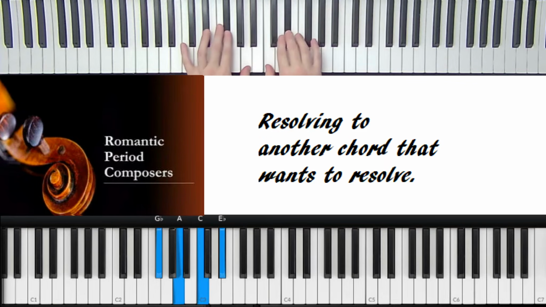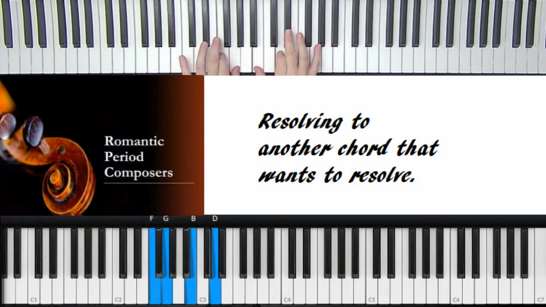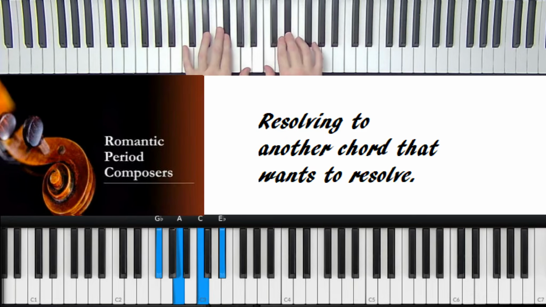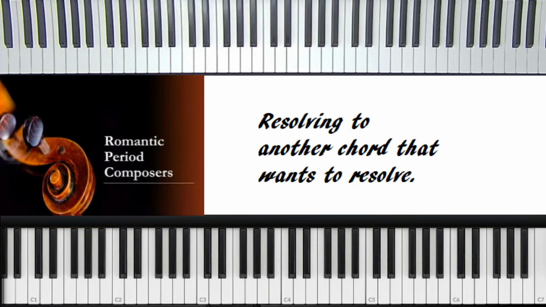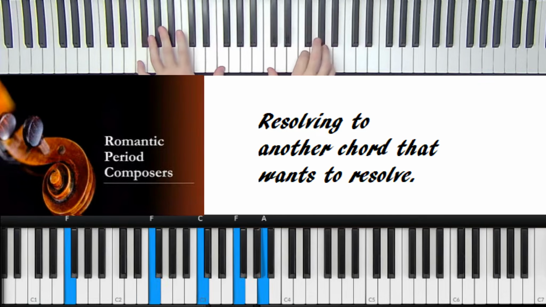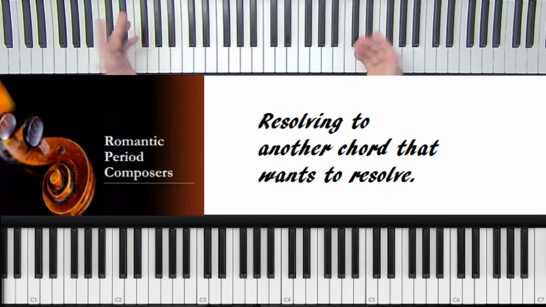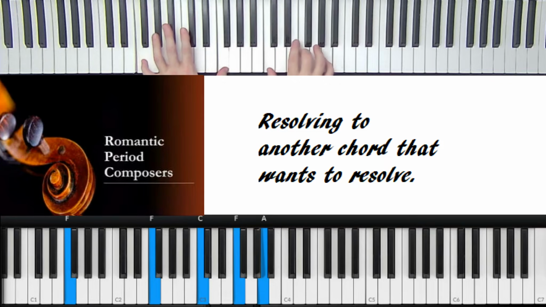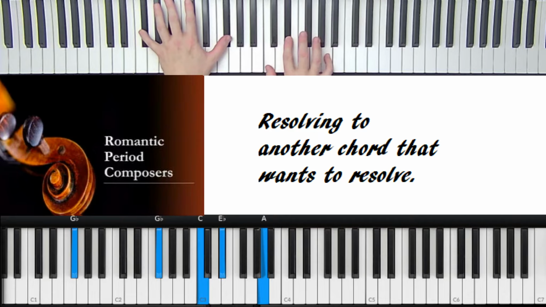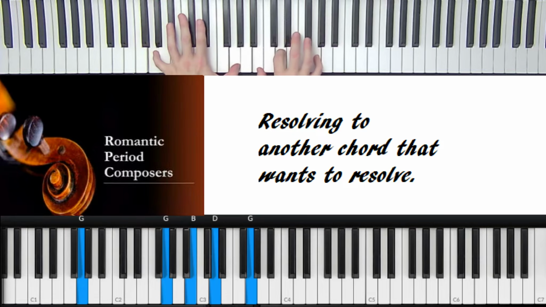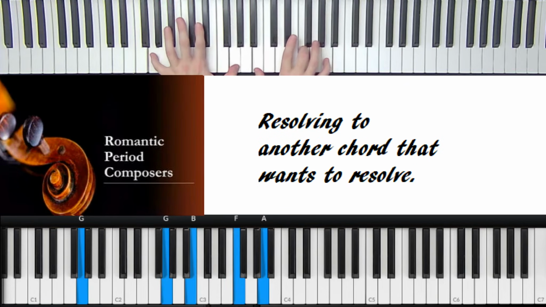Now, one way you could mess with that resolution is to not resolve it. Go from one chord that wants to resolve to another chord that wants to resolve, the dominant chord. Like that. So for instance, the fully diminished to the dominant 9. So first resolved to the basic triad. Now resolved to an extended chord, the dominant 9th chord.